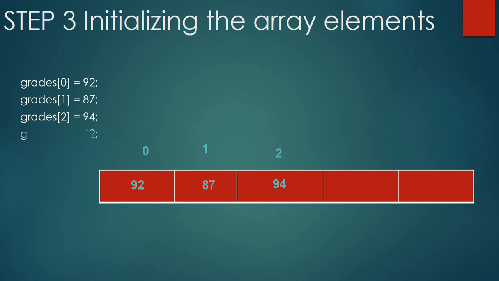And then you have 82 assigned to grades index 3. Okay, and then you have 79 assigned to grades index 4. Okay, so yun yung magiging itsura sa memory ng ating computer. Okay, so that is how to initialize the array elements in Java.